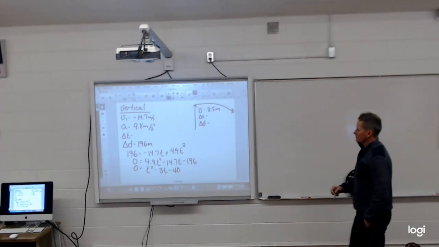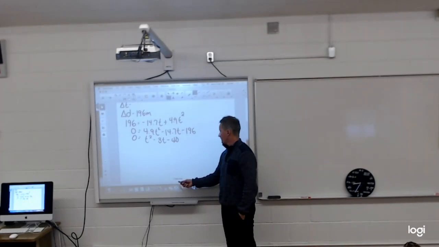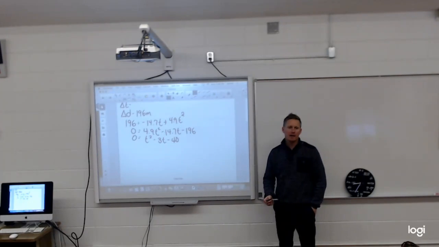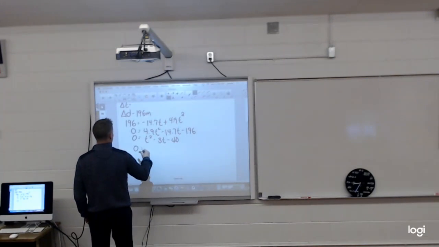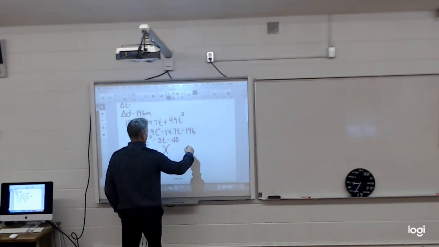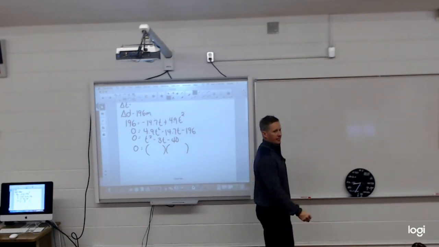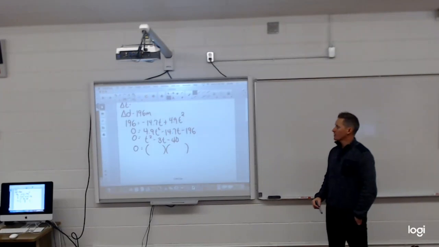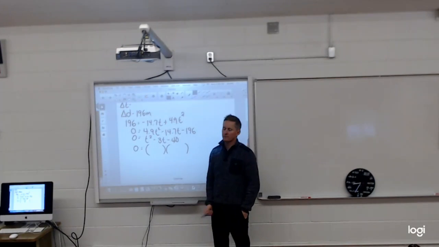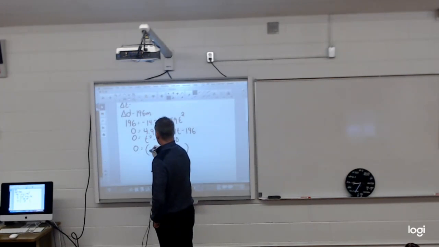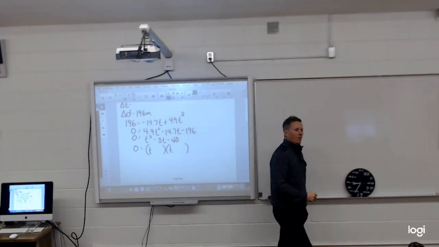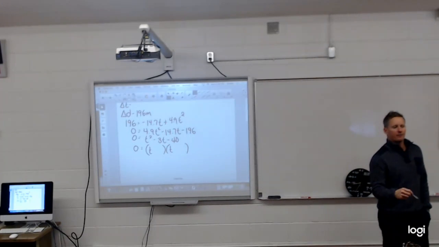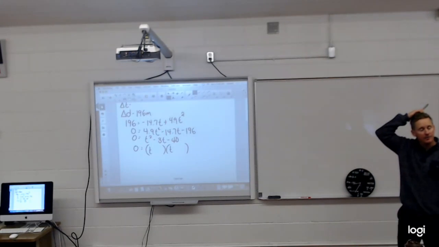Okay? So at this point here, you should be able to do this. We've done this before. I know you probably don't remember, so we're going to do it together. I have two sets of brackets. The first bracket are the factors of t squared, t and t. What are the factors of negative 40 that add to give me negative 3?